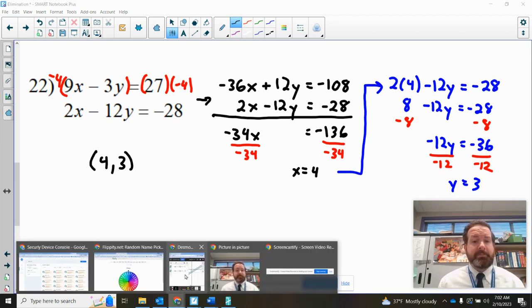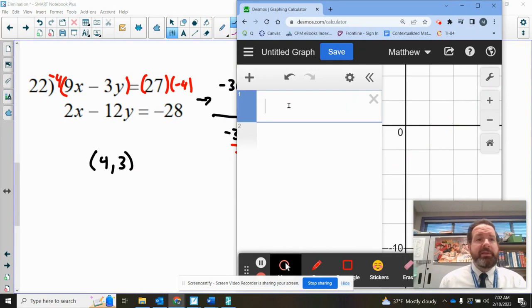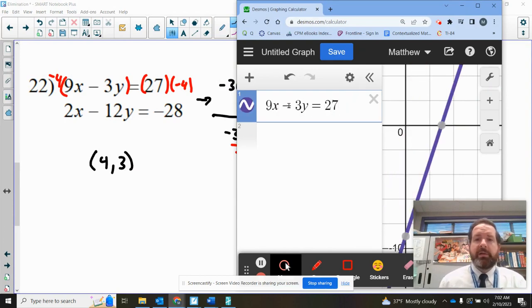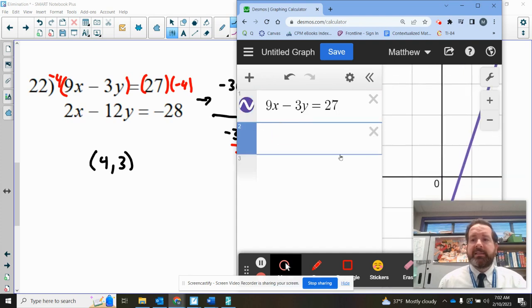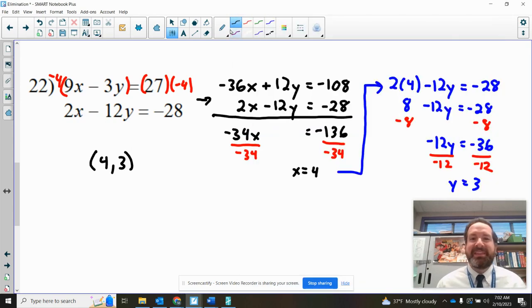Let's check it. On my graph, the original first equation looks like this. The original second equation looks like this. They cross each other at 4, 3. Looks good.